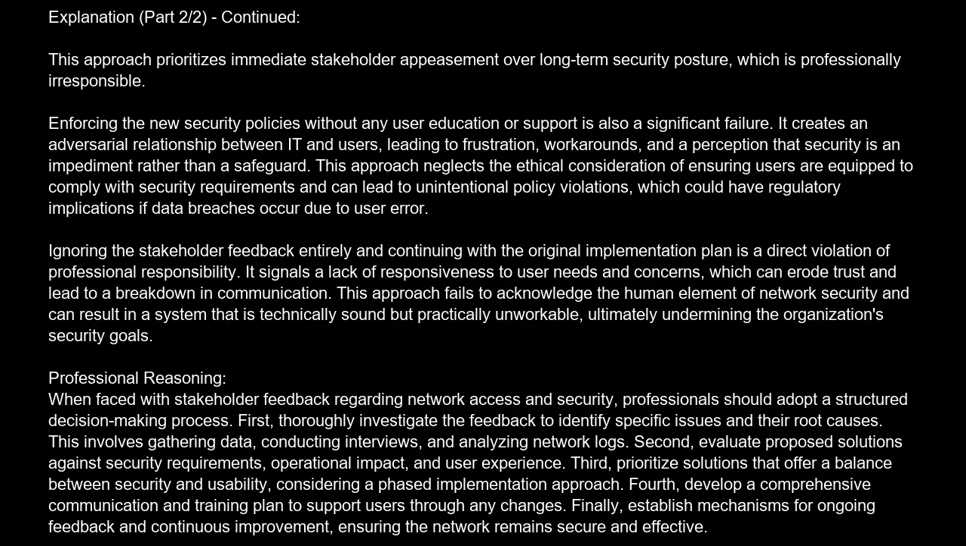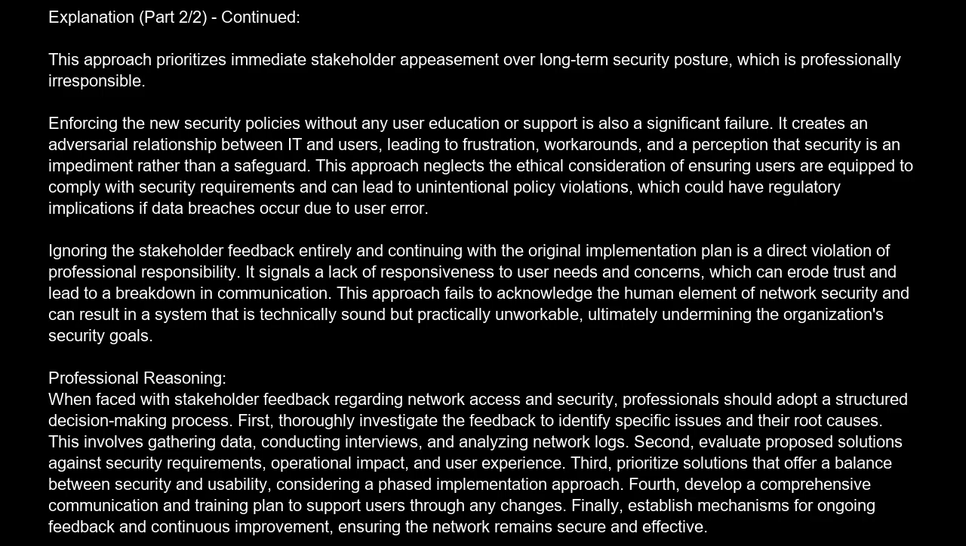Enforcing the new security policies without any user education or support is also a significant failure. It creates an adversarial relationship between IT and users, leading to frustration, workarounds, and a perception that security is an impediment rather than a safeguard. This approach neglects the ethical consideration of ensuring users are equipped to comply with security requirements and can lead to unintentional policy violations, which could have regulatory implications if data breaches occur due to user error.